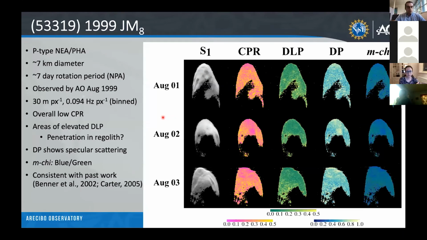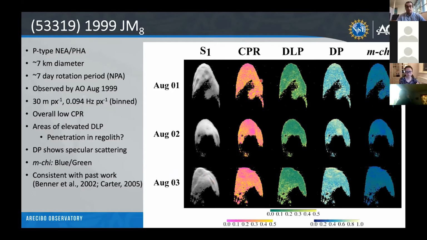So first up, here are the results that we have for asteroid 1999 JM8 that was observed at Arecibo in August of 1999. In this first column, you're seeing total power images on 3 days of observation. Immediately you can see that we're observing different rotation phases due to the roughly 7-day rotation of this asteroid. You can see various surface features such as these possible concavities, which could be potential craters, as well as these prominent ridges here in the data on August 3rd.